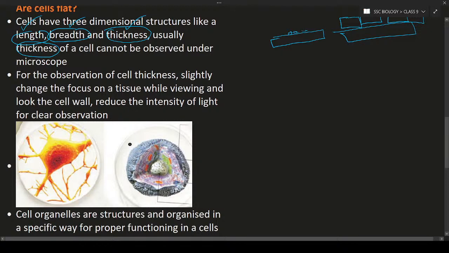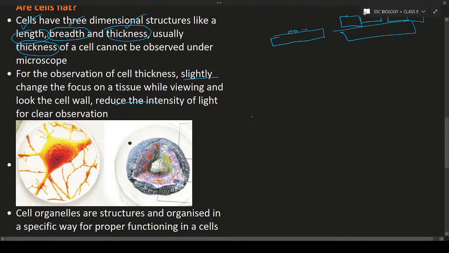While observing under the microscope, slightly change the focus of the microscope on the tissues and try to view from the sides of the slide. Then if you reduce the intensity of the light, the observation will be clear, and you can see the dimensions, or you can see the thickness of the cell up to some extent. So this is a small method to observe the cell thickness.